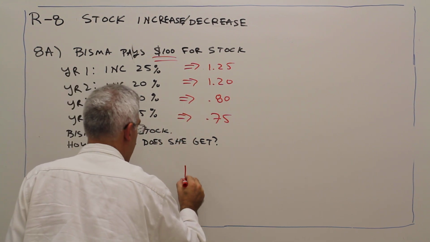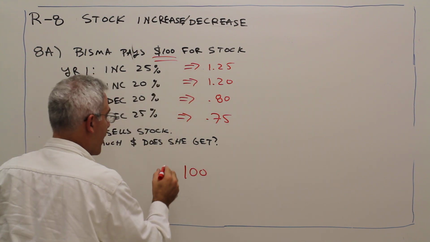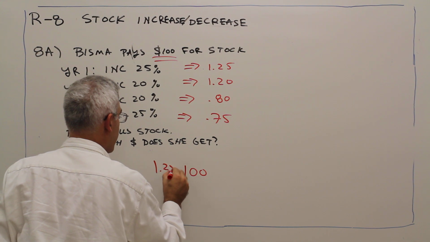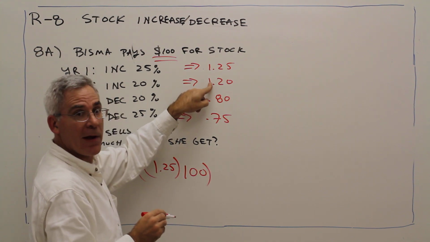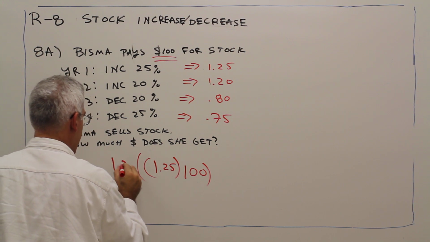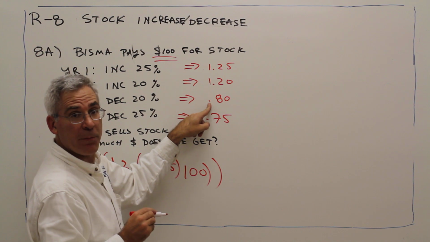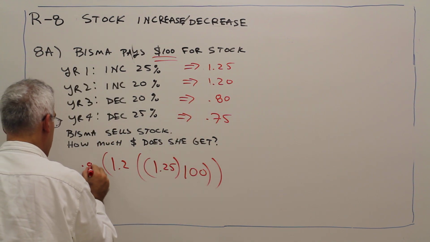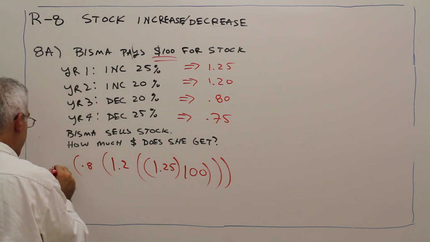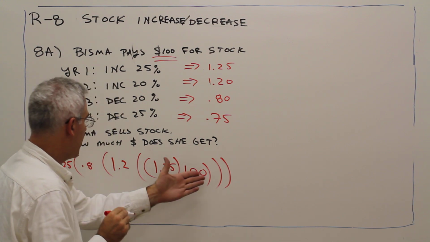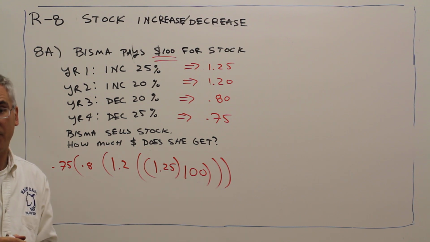Okay, here we go. Here's our $100. First, I'm going to multiply it by 1.25. Then I'm going to multiply that by 1.20. I'll just say 1.2. Then I'm going to take that and multiply it by 0.8. Then I'm going to take that and multiply it by 0.75. So really I'm just multiplying this by this, by this, by this, by this, and I'll get my answer.